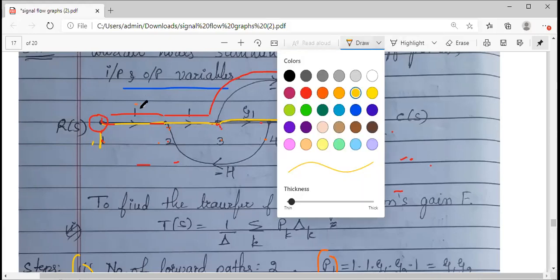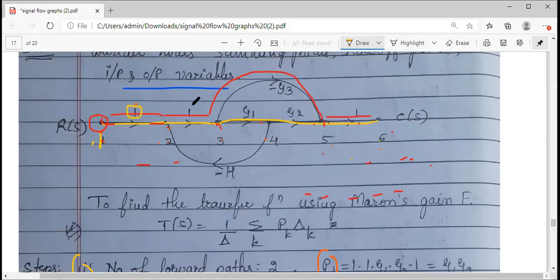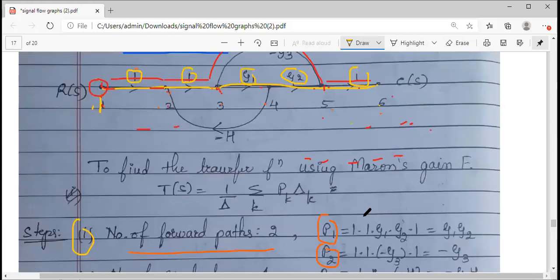It will match with your forward path. So this is 1 into 1 into G1 into G2 into 1. So I have mentioned that here: 1 into 1 into G1 into G2 into 1. So your forward path P1 is given by G1 into G2.